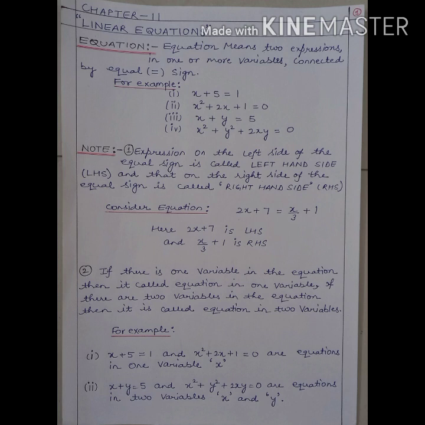The expression written on the left side of the equal to sign is called the left hand side, and that on the right side of the equal sign is called the right hand side of the equation. If we consider the example 2x plus 7 equal to x over 3 plus 1, here the left hand side is 2x plus 7 and the right hand side is x over 3 plus 1. If one variable is used, it is called an equation in one variable, and if two variables are used, it is called an equation in two variables.